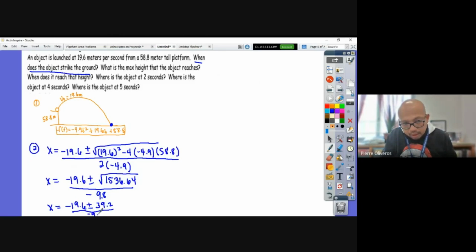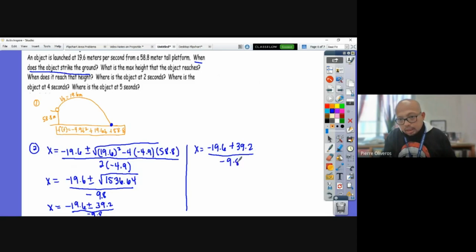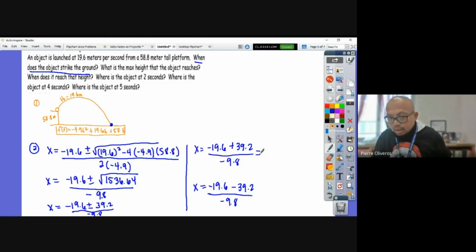Divided by 9.8 there. Now from here, we're going to split them into two. One will be x equal to negative 19.6 plus 39.2 over negative 9.8. And the other one is x equal to negative 19.6 minus 39.2 over negative 9.8. So let's see what the answer is. Negative 19.6 plus 39.2, enter, divide by negative 9.8. That gives me negative 2.